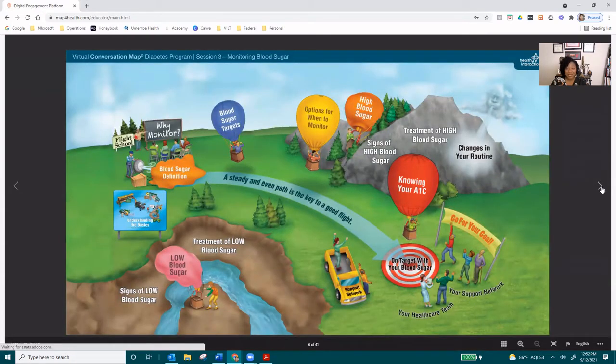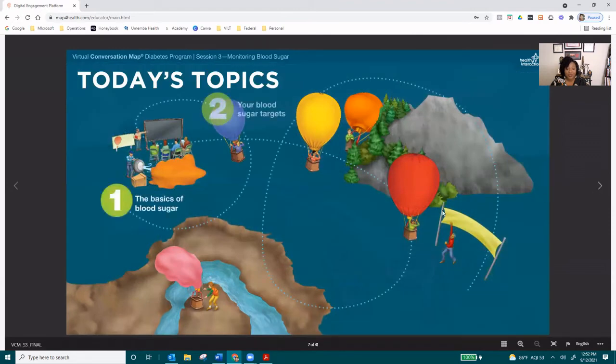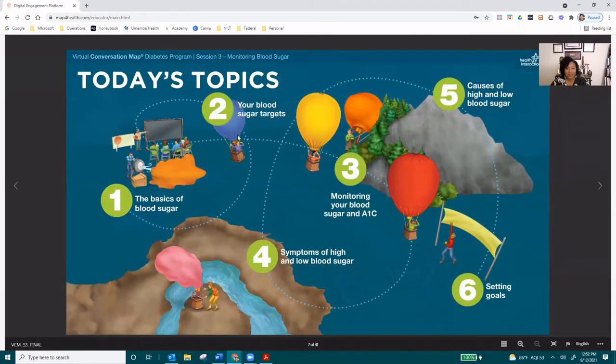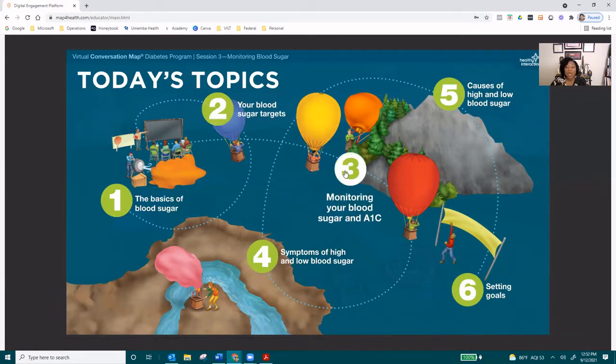For session 3, monitoring your blood sugar, you see we have a brand new map that we'll be introducing you to that covers a variety of different topics about blood sugar monitoring. In session 3, the topics that we review are the basics of blood sugar, your blood sugar targets and the range in which they should fall in, monitoring your blood sugar and A1C and how your blood sugar numbers correlate to your A1C, the symptoms of high and low blood sugar, the causes of high and low blood sugar, and again, we end the session with you setting goals for the next week.